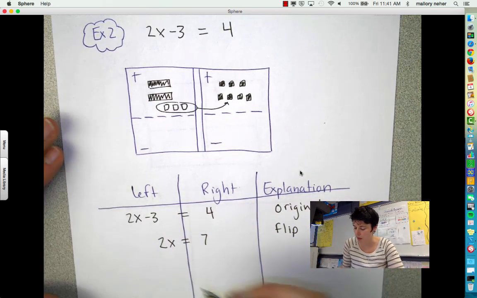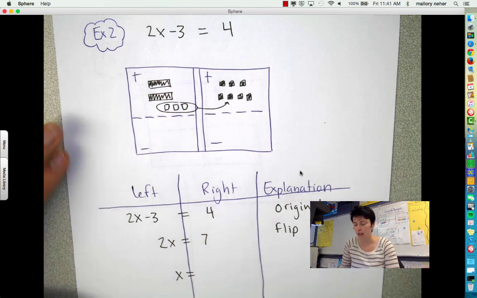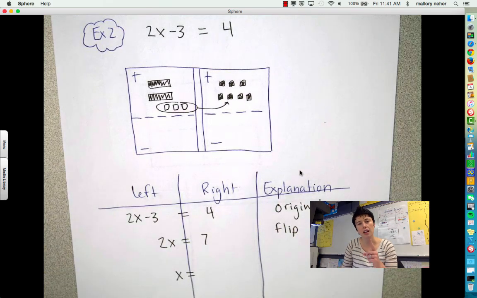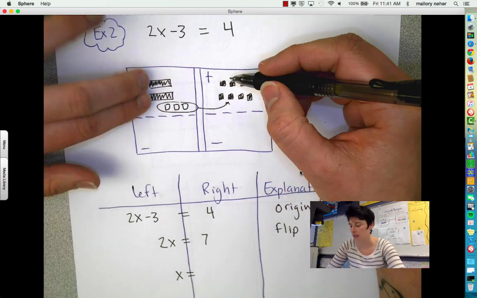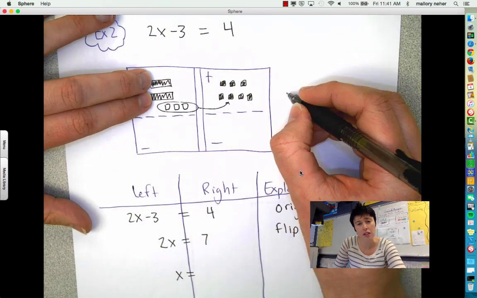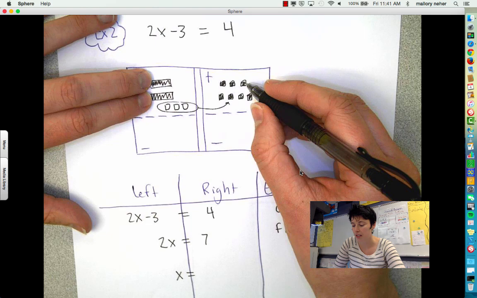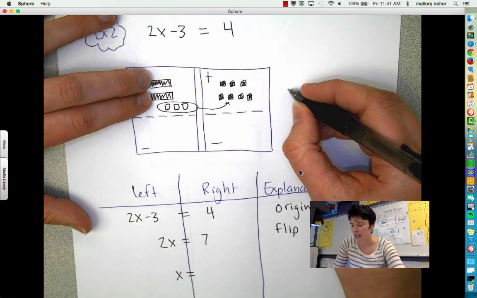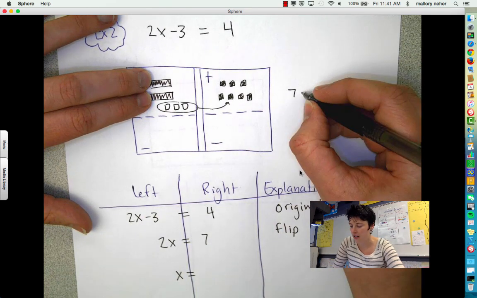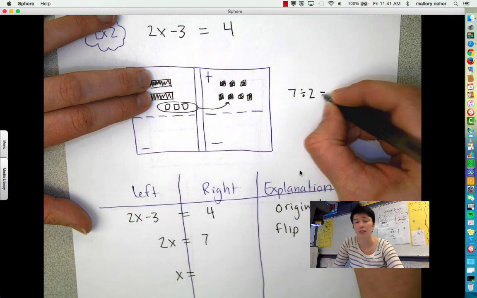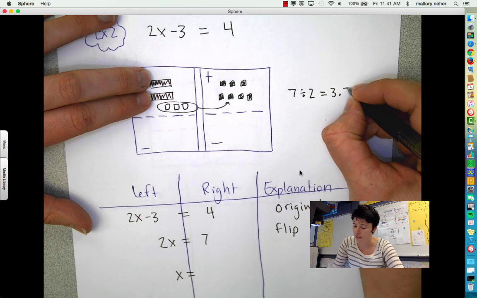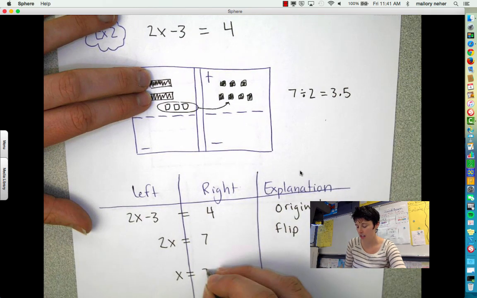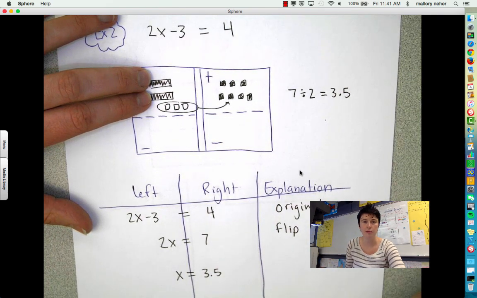My last step is I want to know what does x equal, not what does 2x's equal, what does 1x equal. So what I'm going to do is divide this group in half. There's 2 x's, so I'm going to picture dividing the units down the middle. The only trouble is it's an odd number. It's 7 units, and I want to divide it into 2 groups. So 7 divided by 2 is a decimal. It's 3.5. So my x is going to equal 3.5 units, which is okay. You can get decimals. It's okay to have it.